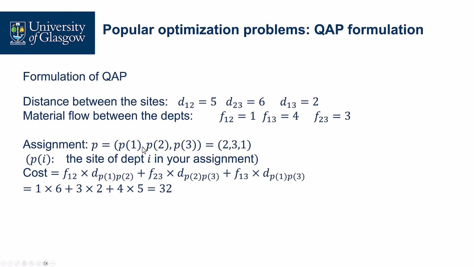Pi means this: 1, 2, 3 means department 1, department 2, department 3. P1 means the site that department 1 goes to. P2 means the site department 2 goes to. In this way, we can calculate the cost. We first use the material flow between the departments, F1,2, the material flow between department 1 and 2. Then we multiply by the distance between the site department 1 goes to and the site department 2 goes to. We do the same for the other pairs, and we sum them together to calculate the cost.